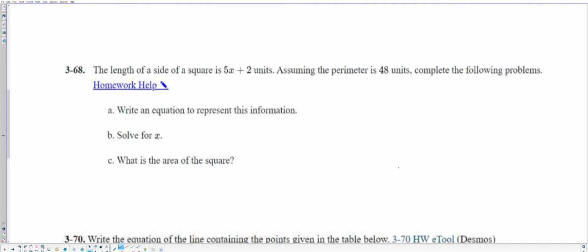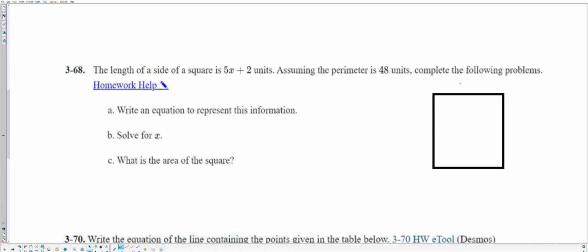6.8. Find the length of a square that is 5x plus 2 units. Right, so first, you have a lot of information already. First, you're given a square. So draw a square, maybe something like this. Okay, and it says that the side of this square is 5x plus 2.